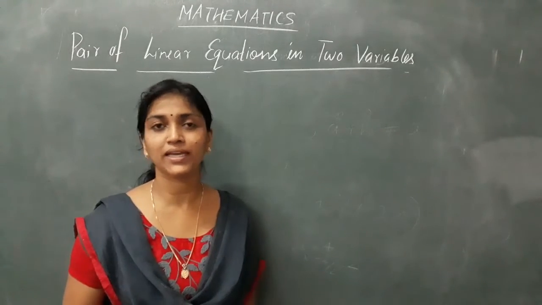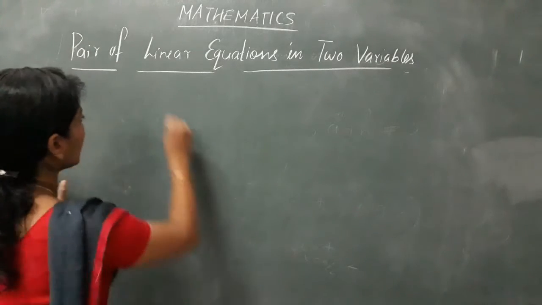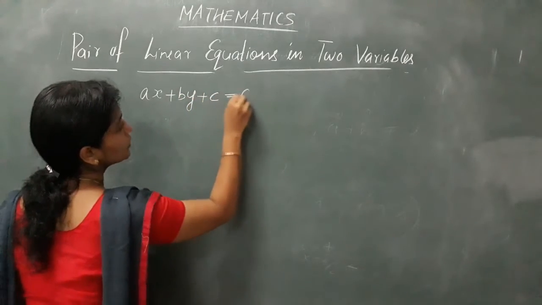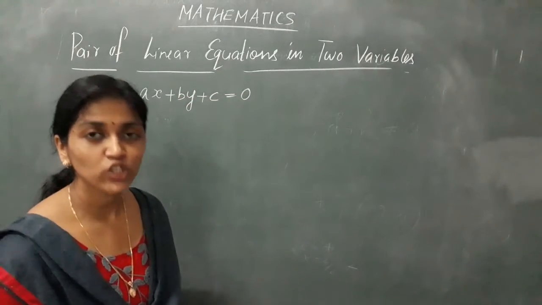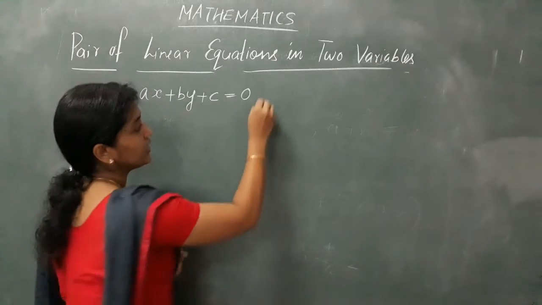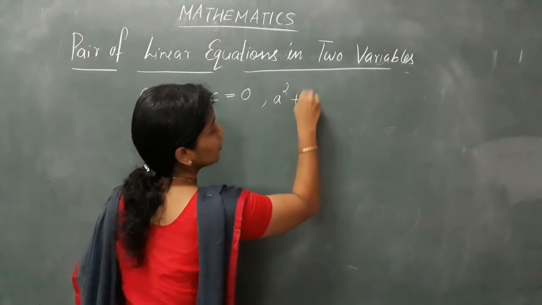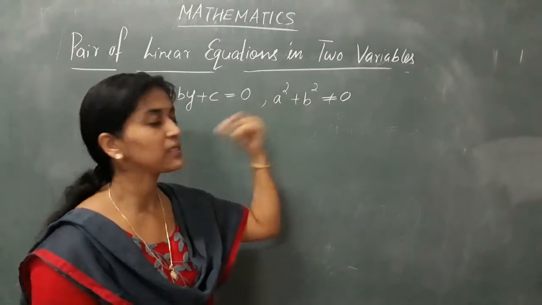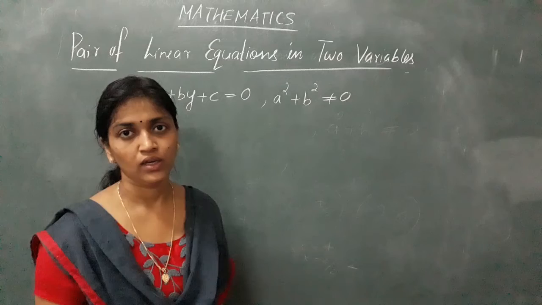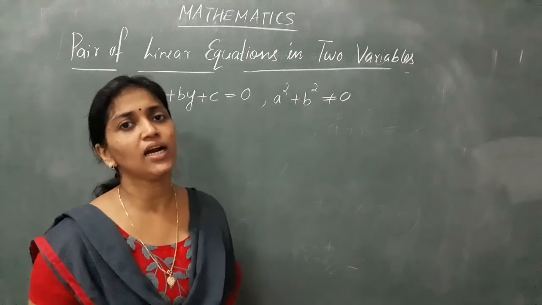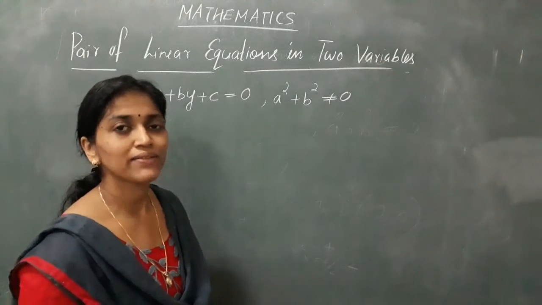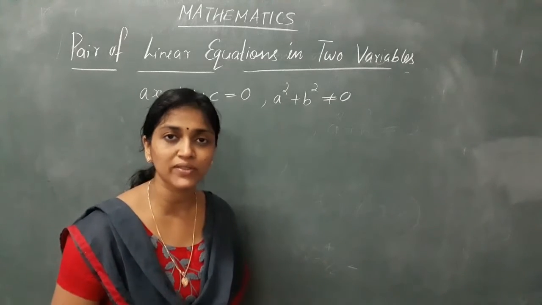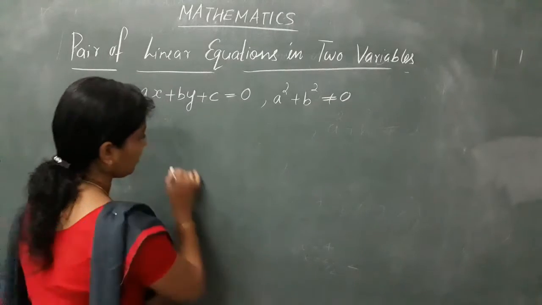So, algebraically we represent a linear equation as ax plus by plus c equal to 0. And here we have to state the condition: a and b are not both 0, which is denoted as a square plus b square not equal to 0. Now, geometrically, how can we represent it? We have studied that a linear equation in 2 variables is geometrically represented by a line.